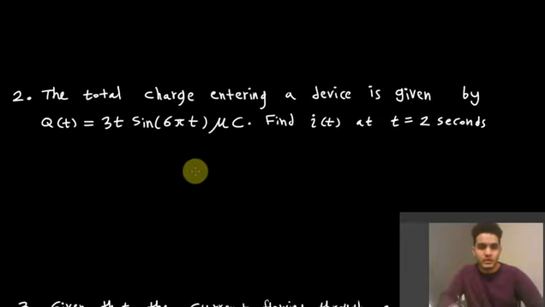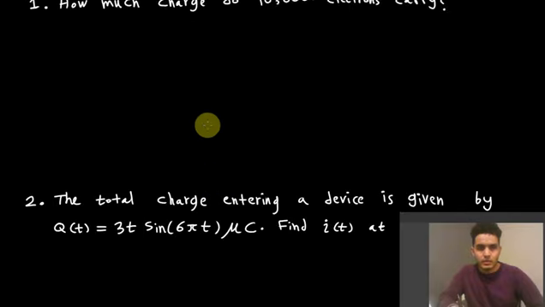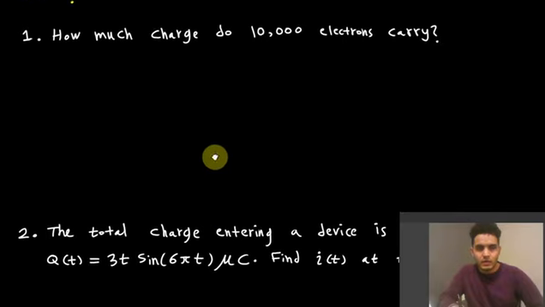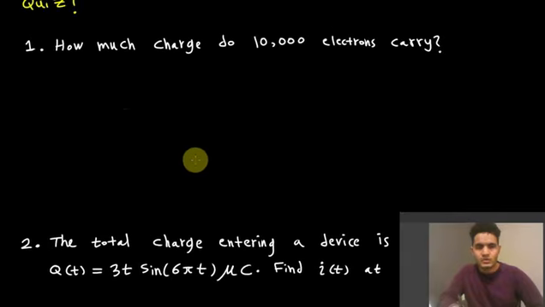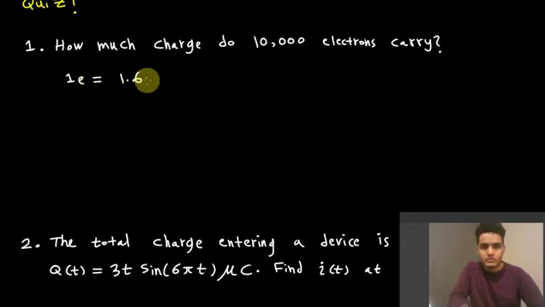Alright, I'm assuming that you've given it a try. Now let's go to problem 1. How much charge do 10,000 electrons carry? So as you remember, 1 electron carries 1.602 times 10 to the minus 19 coulombs.